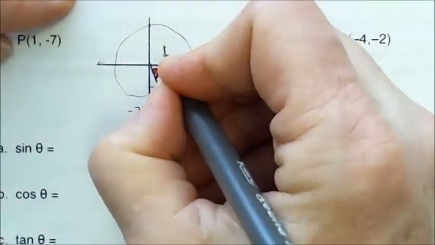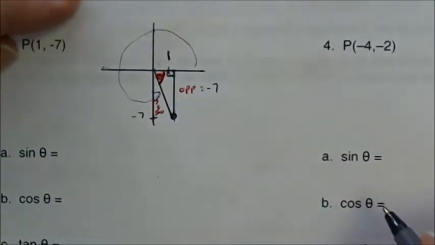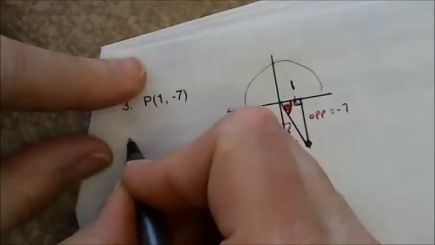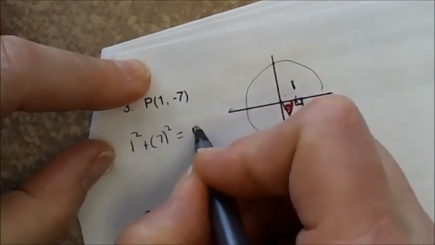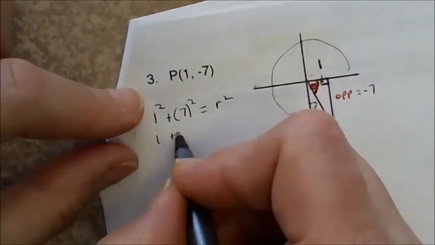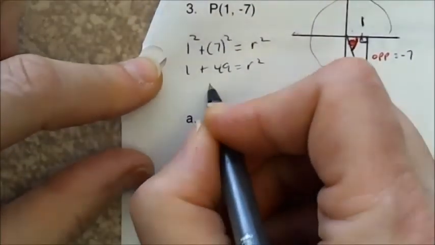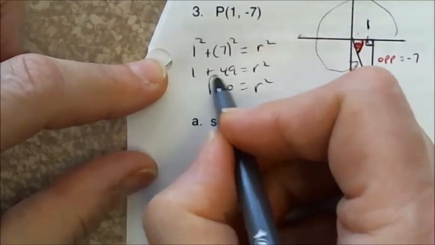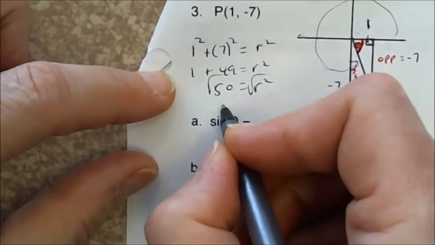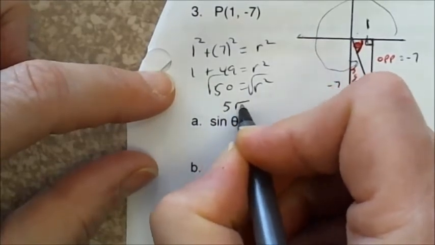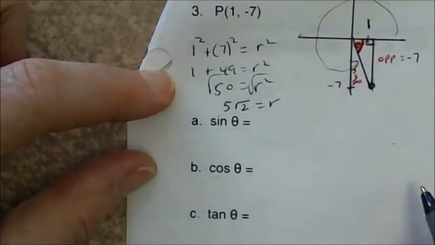So this length is 1. Down here, this opposite side is really negative 7 because we went down. And the hypotenuse, 1 squared plus 7 squared is equal to r squared. Well, this is 49, which is 50. And if you take the square root of both sides, the square root of 50, that breaks up into 25 times 2. So this would be 5 times the square root of 2 is equal to r. That's the hypotenuse of this right triangle.